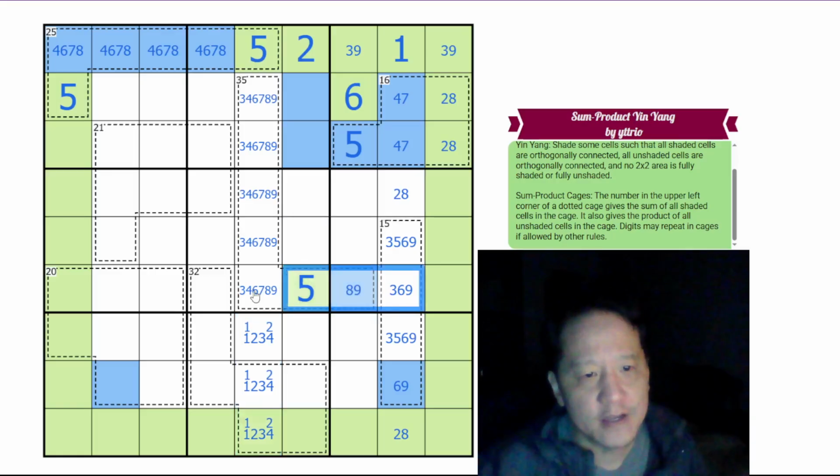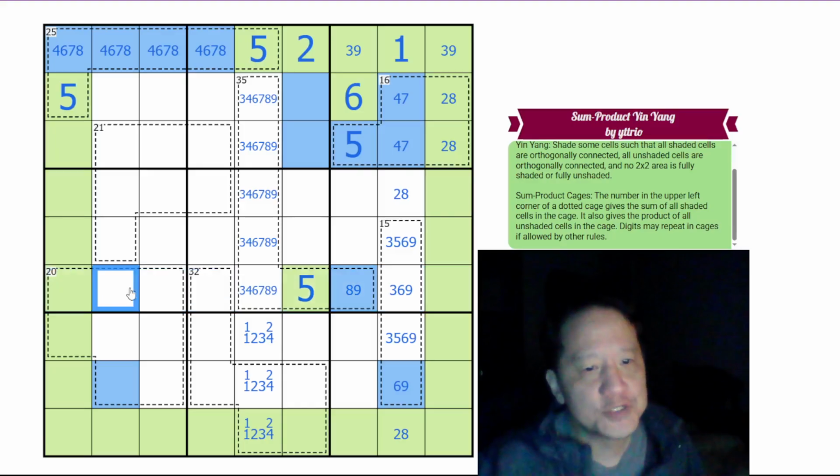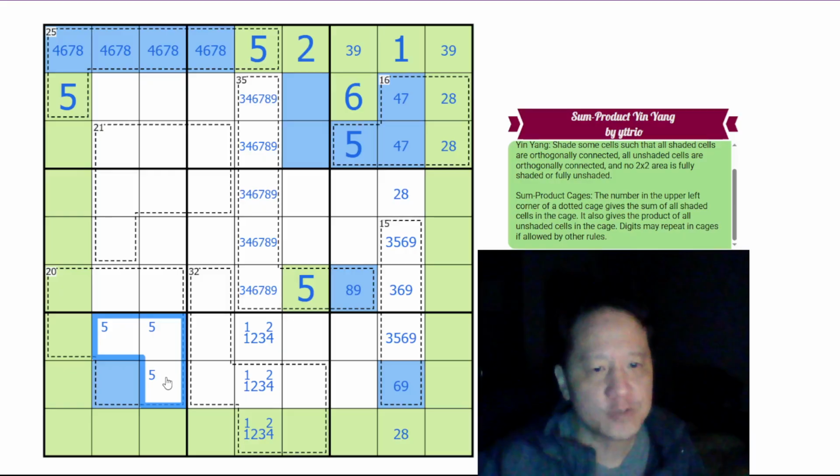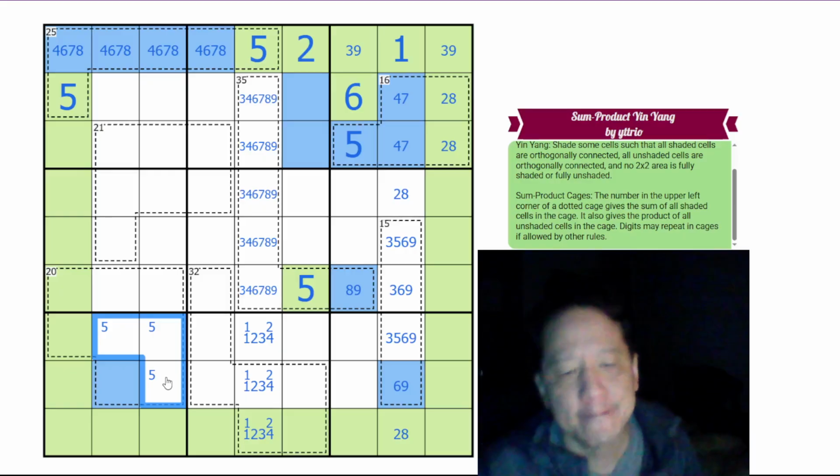This is 5. This 20 needs to be multiplied, must have a 5 that multiplies there. And 5 cannot be here, 5 cannot be here, so 5 has to be one of these 3 to multiply to 20.